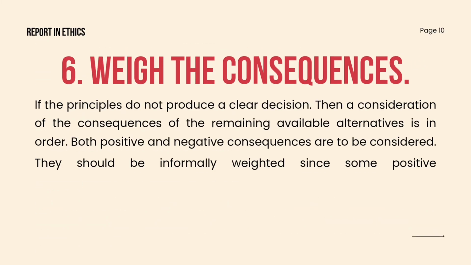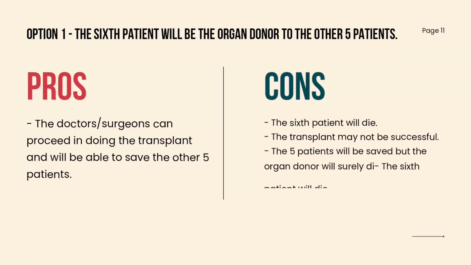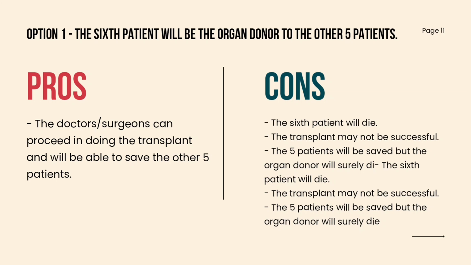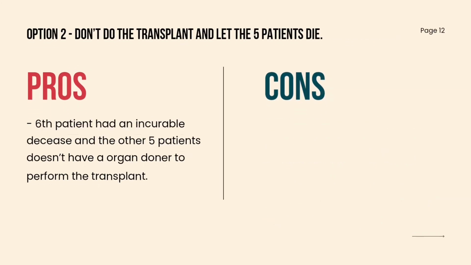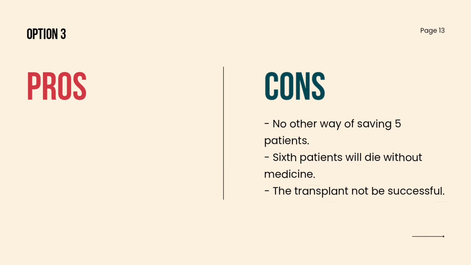If we compare and weigh the consequences of these alternatives, I must say that we should choose option 1, because it is the most reasonable alternative and we can save the lives of the other patients by using the organs of the 6th patient. If we look at the other alternatives, like option 2, don't do the transplant and let the 5 patients die, it's unreasonable because we have an organ donor. And option 3, do nothing and let the 6 patients die, is an absurd and unreasonable option. So we must choose option 1 because it is the most reasonable and logical option that we have.